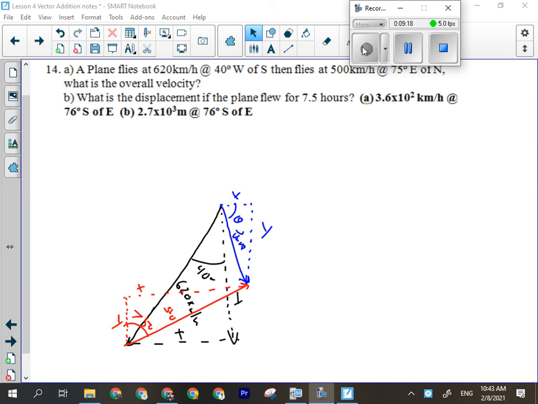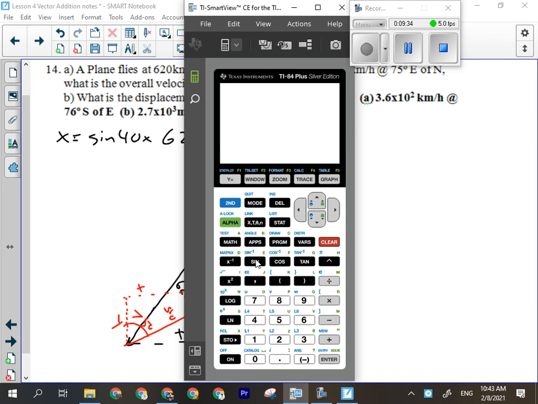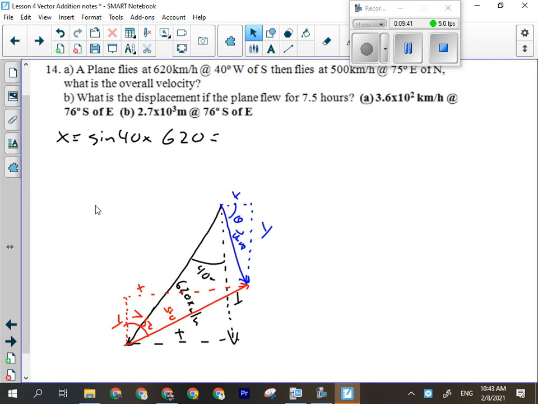Okay, so for this one, for our first vector, if we're looking for x, x is the opposite side to my 40-degree angle. So we're going to have sine of 40 degrees times our 620 kilometers per hour. So sine of 40 times 620. All right, so we're looking at 398.5 kilometers per hour, and that is west, not south, west.